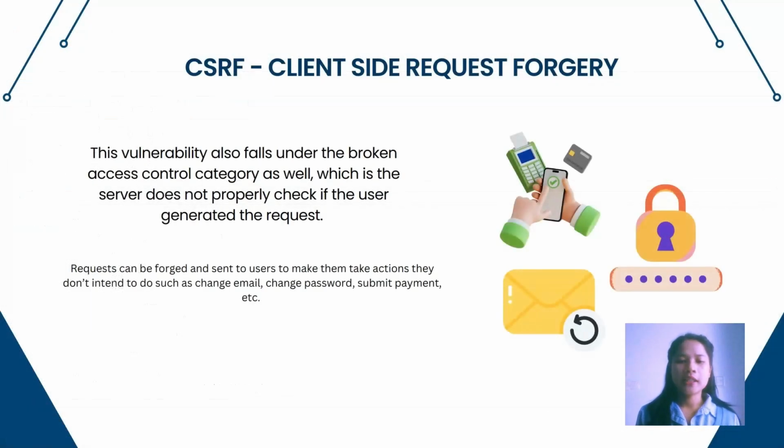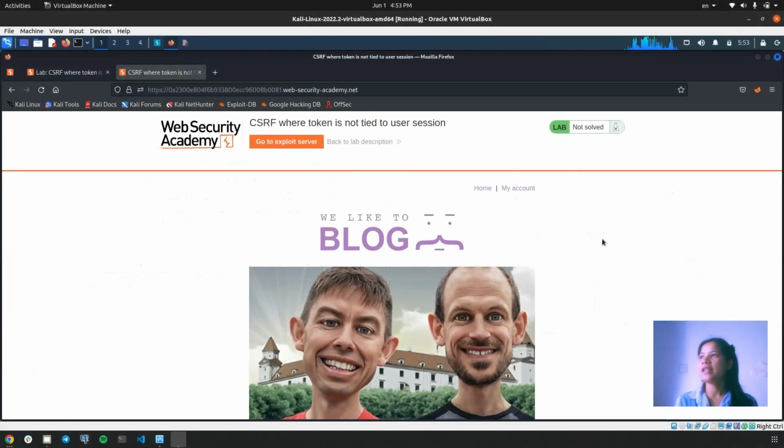This vulnerability also falls under the broken access control category, which is when the server does not properly check whether the user generated the request. Requests can be forged and sent to the user to make them take actions they don't intend to do, such as change email, change password, submit payment, and so on. I will show you in a lab that is easy to understand. Yes, this is the lab, CSRF where the token is not tied to the user session, and we're going to go to this lab to show you how CSRF works.